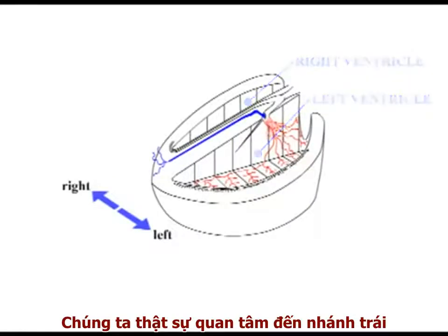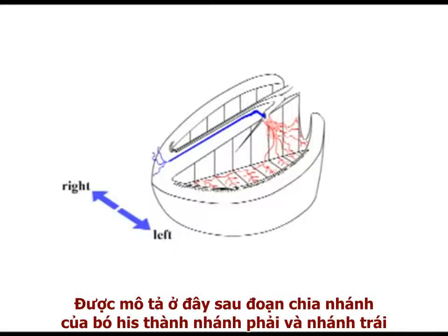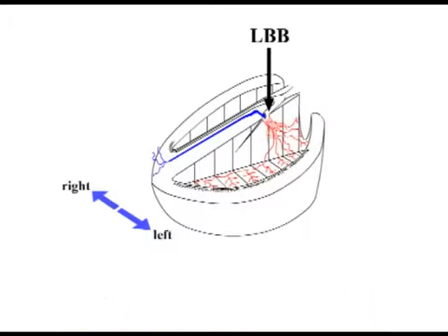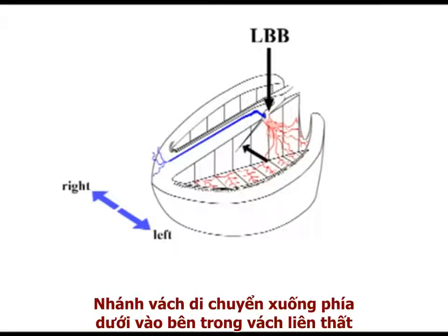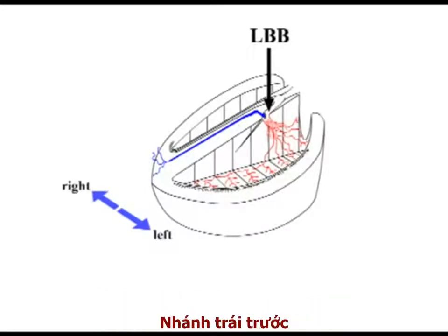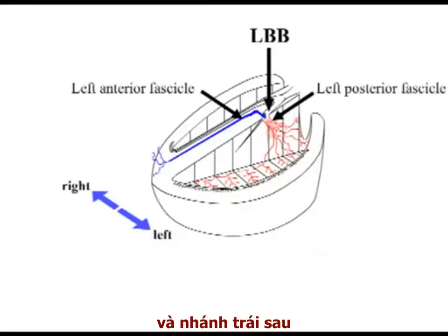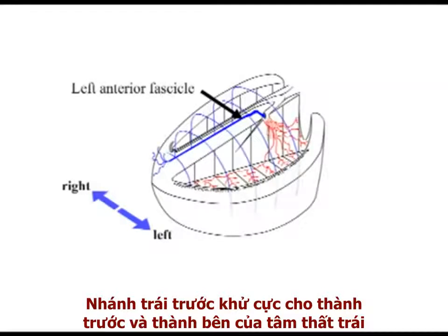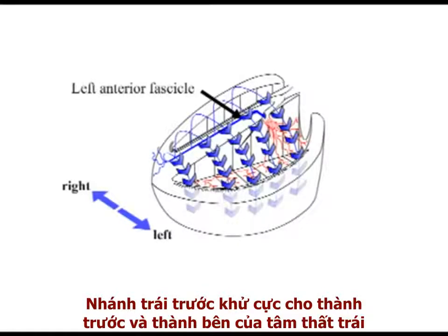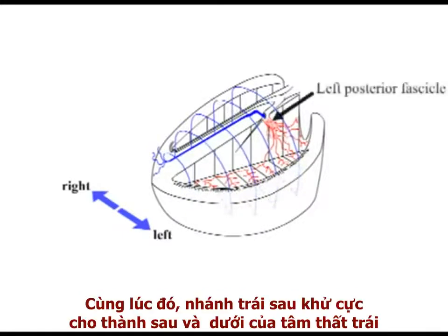We are particularly interested in the left bundle branch. Shortly after the anatomical bifurcation of the bundle of His into right and left bundle branches, the left bundle branch itself quickly divides into 3 distinct collections of conducting fibers: a septal branch which travels downwards into the septum, an anterior fascicle, and a posterior fascicle. The left anterior fascicle depolarizes the anterior and lateral walls of the left ventricle as shown here, while the left posterior fascicle simultaneously depolarizes the posterior and inferior surfaces of the chamber.